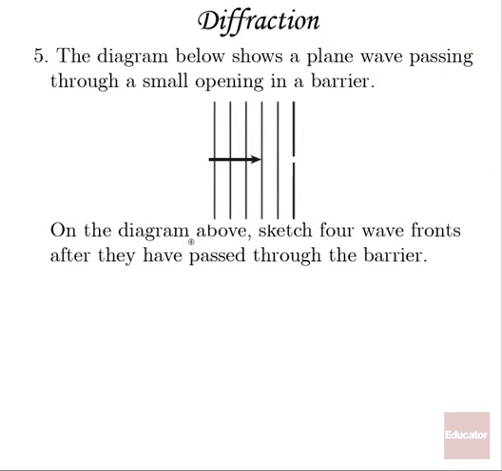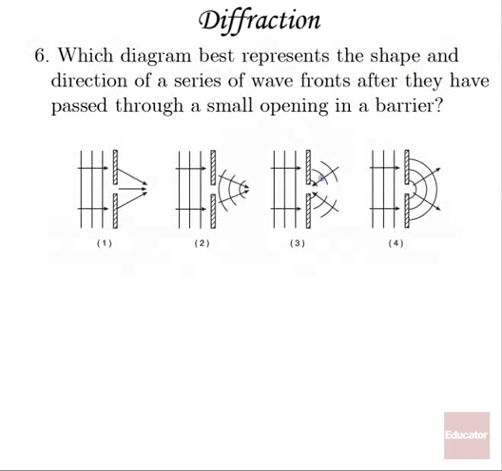Number 5. The diagram below shows a plane wave passing through a small opening in a barrier. On the diagram, sketch 4 wave fronts after they have passed through the barrier. Well, the wave fronts are going to bend as they go through that barrier, so we're going to get something that looks probably kind of like that. And one way to remember that is if the wave's traveling to the right, you almost get that shape of a D for diffraction.